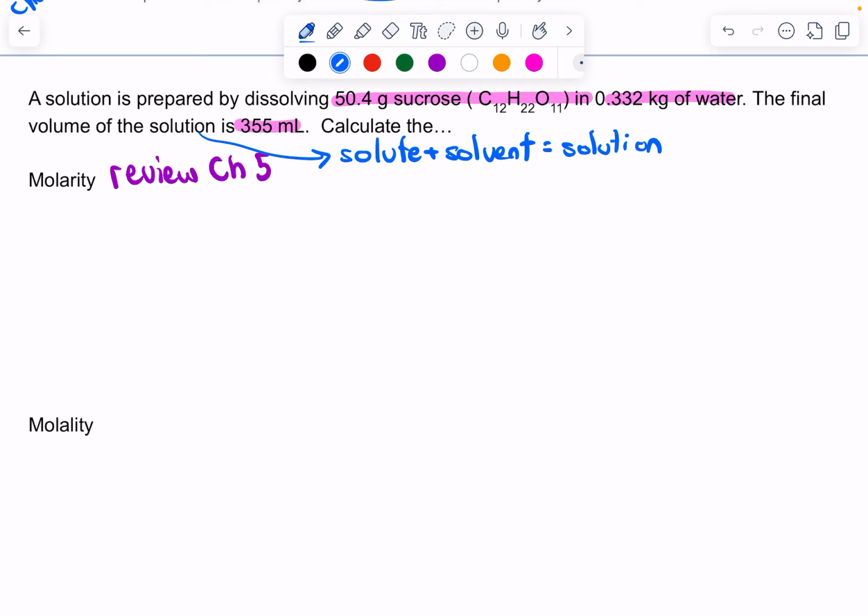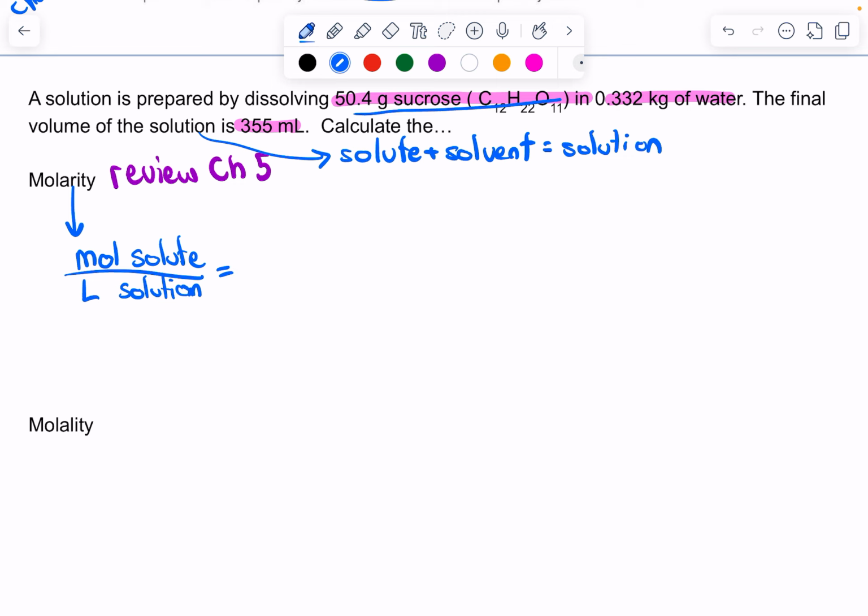Okay, so let's first start by writing the definition of this concentration unit. Molarity, moles of solute per liter solution. Now, you can get this from the exam equation sheet. You don't have to have it memorized, okay? So now I'm going to plug in those values. Moles of solute. Do I have that? I don't quite have that yet.